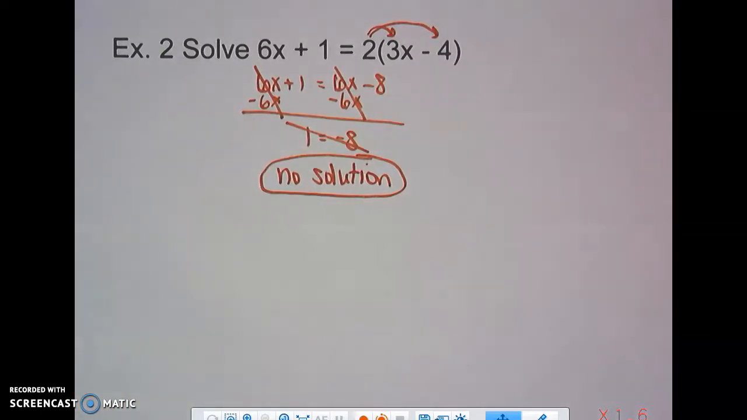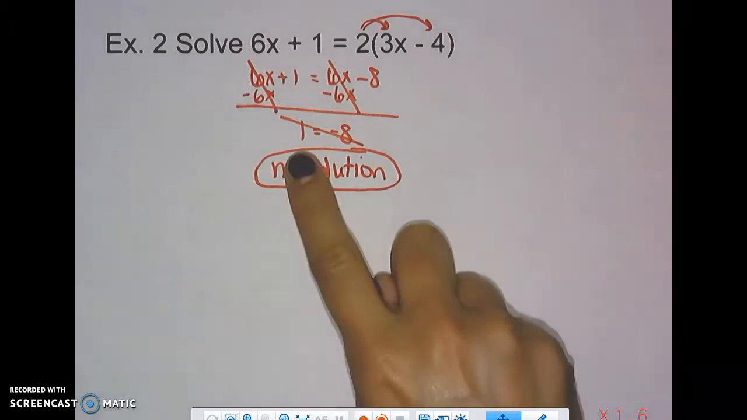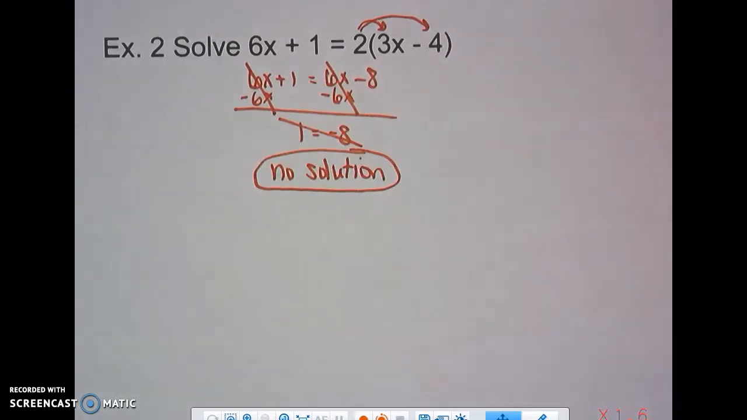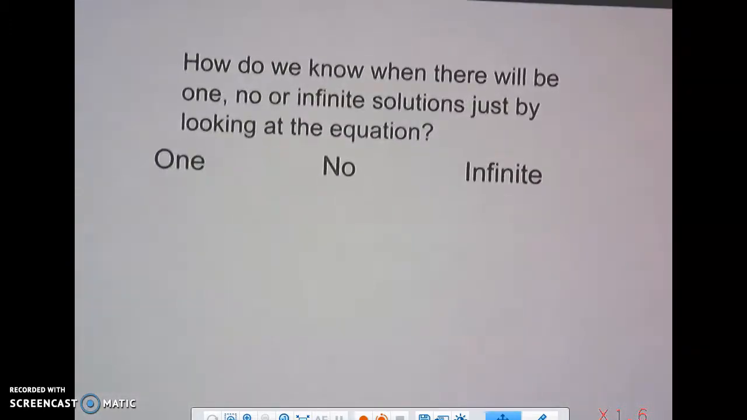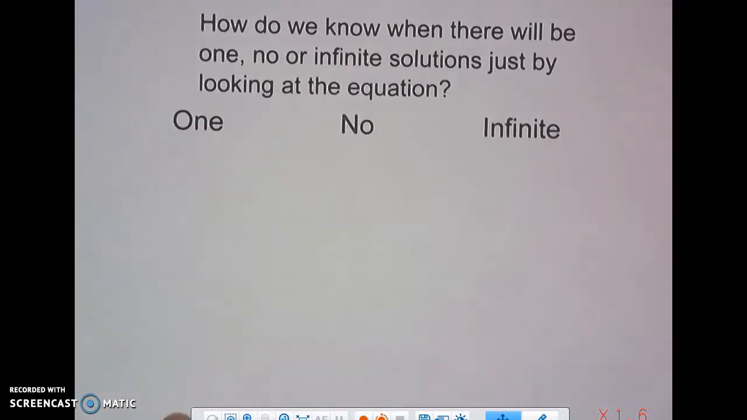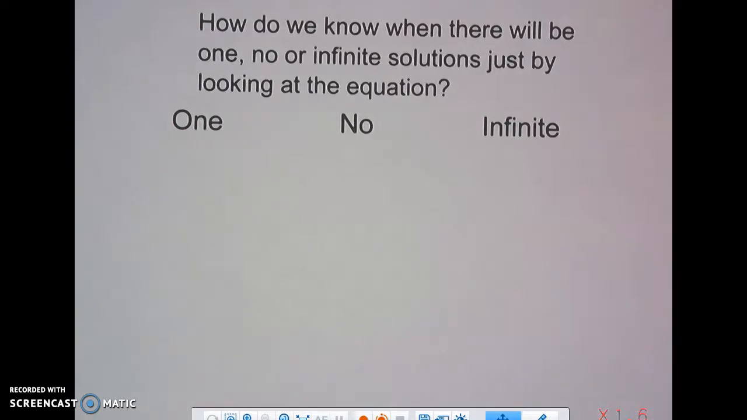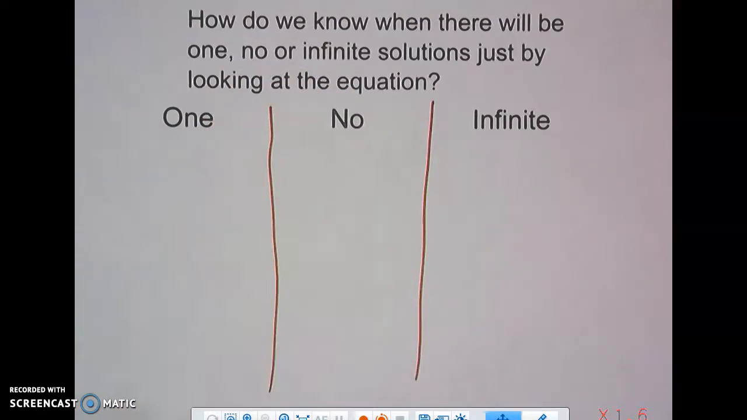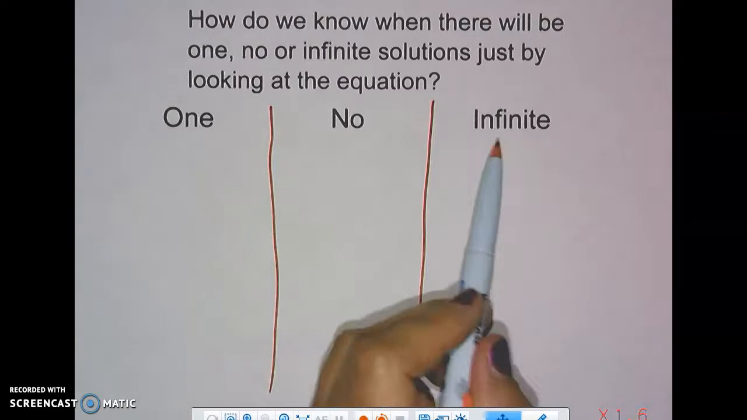So when they're the exact same thing, you're going to get infinite solutions. When they're not the same thing, you're going to get no solution. When you get this, 1 equals negative 8, that's no solution. If you end up with x equals something, then obviously it's one solution as we go. So how are we going to know when we're going to get one, no, or infinite solutions? Well, let's start with what I think is the easiest one, which would be to look at infinite.